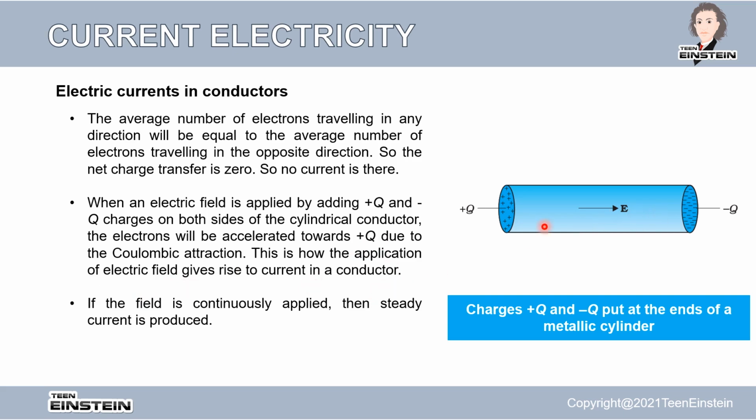Now all the free electrons in the metal will move towards the left because this has positive charge and the negative electrons are attracted towards it, and all the positive ions will be on this side. So this is how a current is produced when you apply an electric field. If the field is continuously applied, then a steady current is produced. This is not a steady current, because once you put charges here, the electrons will move and then the movement stops after some time. But in the case of a steady current, you constantly apply the electric field so that the electron flow is continuous. Then it is a steady current.